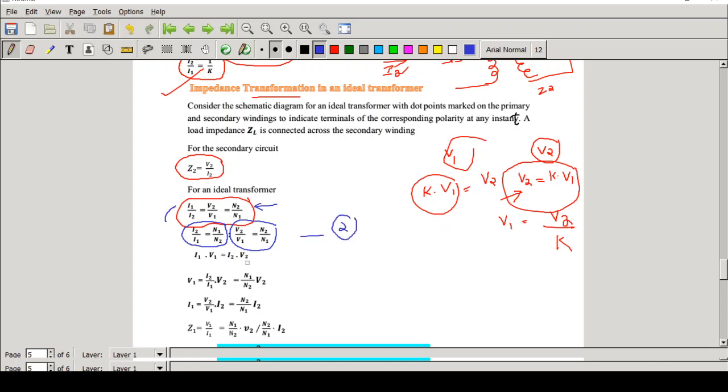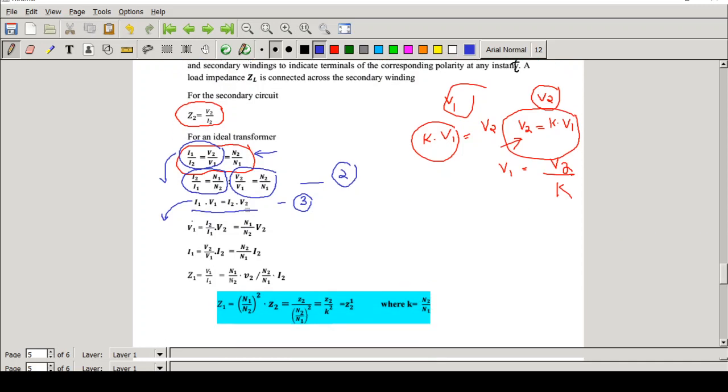Now from the same equations, I am cross multiplying these two parts. So I will get I1 V1 is equal to I2 V2. I can take it as equation number 3. Now from equation number 3, I am writing the expressions for V1 and I1. So I am writing the expressions for V1 and I1 from equation number 3.